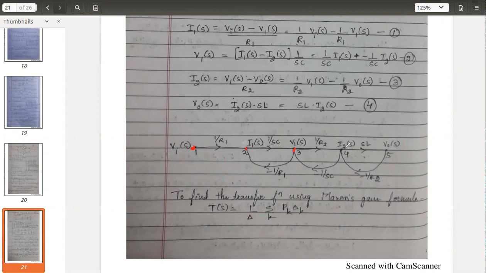So these are 5 nodes and there's one forward path. Once you get the signal flow graph, it is easy for you to find the transfer function using Mason's gain formula. So the remaining is left to you. You calculate, there's only one forward path as I can see from Vi to V0. Only one forward path is available. So how many single loops are there? 1, 2, 3. 3 loops are there. 2 non-touching loops, this one and this one. So I've given you the hints. Try to find the transfer function.